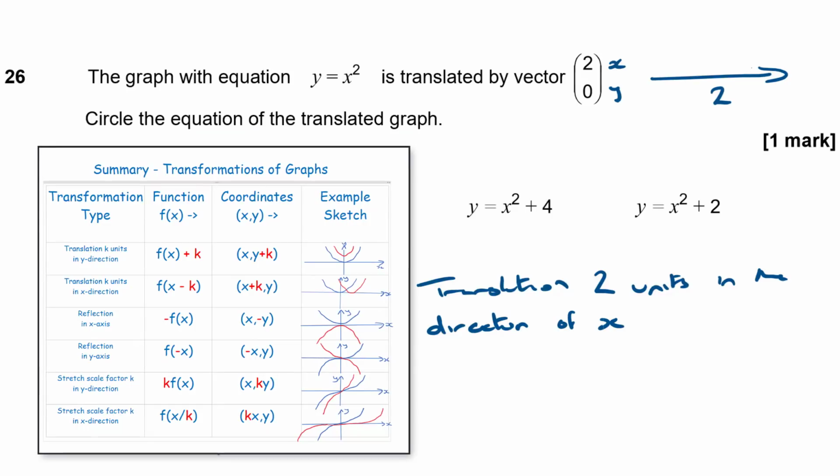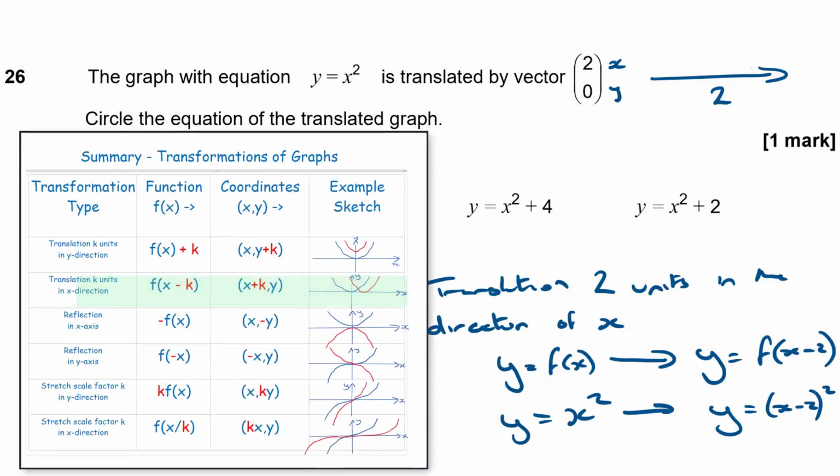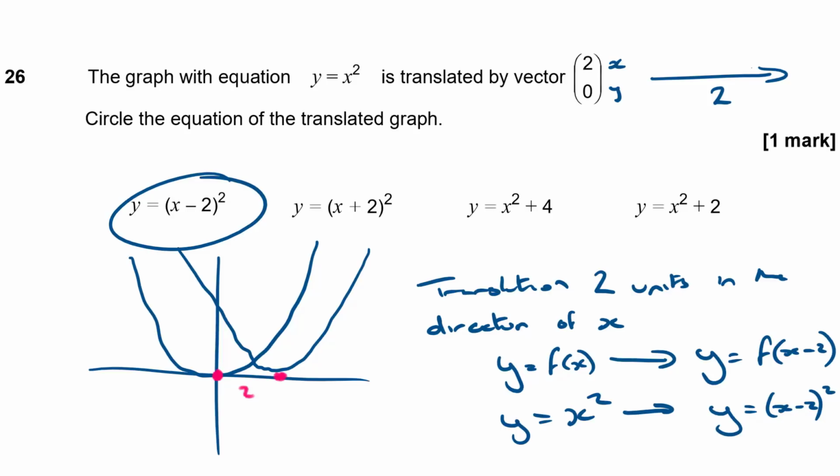Now, if you know your translations, and you should, we take our function of x and we translate it by taking 2 off the values of x. So where we see x, we need to replace it with x minus 2. In the case of this quadratic, y equals x squared, that means we're going to go to y equals (x minus 2) all squared, so it's that one. A lot of explaining for 1 mark, but you have to know it in order to get that 1 mark.